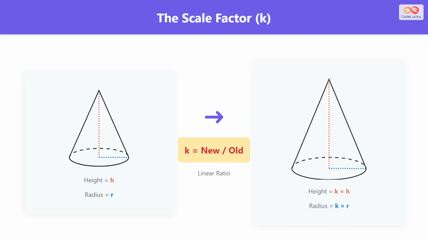The key to understanding similarity is the scale factor. Often represented by the letter k, this is the ratio between any new dimension and its corresponding old dimension. If we multiply every length of a small pyramid by k, we get the larger pyramid. For example, if the height doubles, the radius must also double. This ratio k applies to all straight lines in the solid.